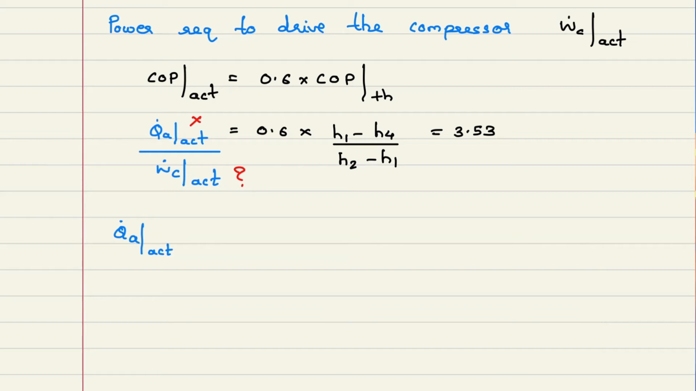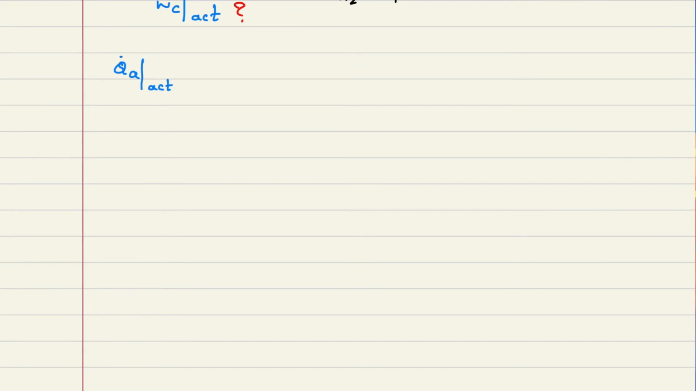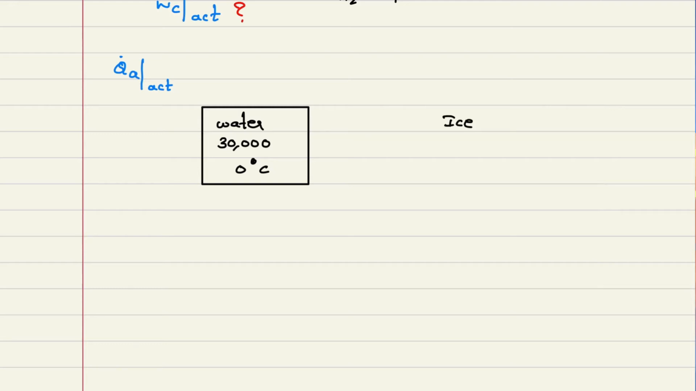Okay. Now we'll draw the boxes to understand what are the different heats involved here. So water is there, 30,000 kg at 0 degree Celsius, and we get ice, 30,000 kg at 0 degree Celsius. Here only one type of heat is involved, which is latent heat. Now what will that latent heat value be?